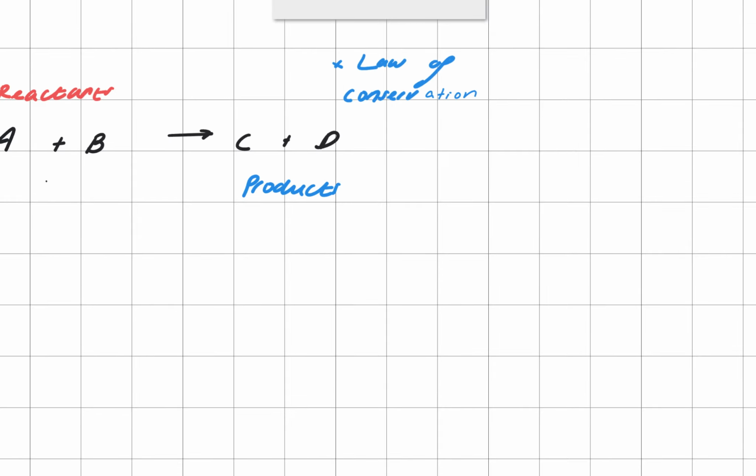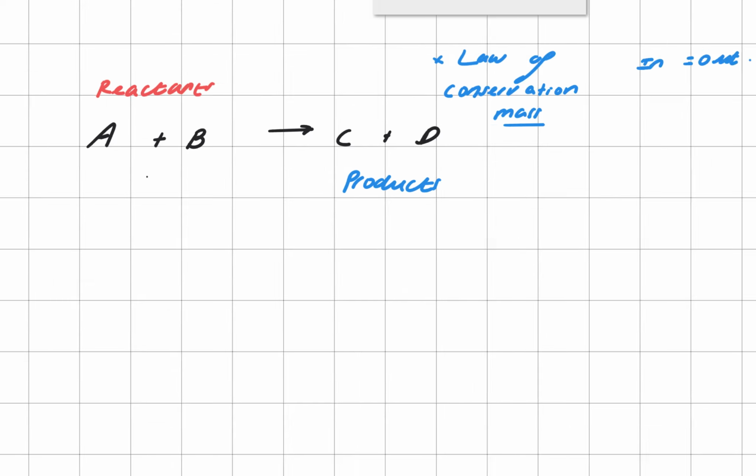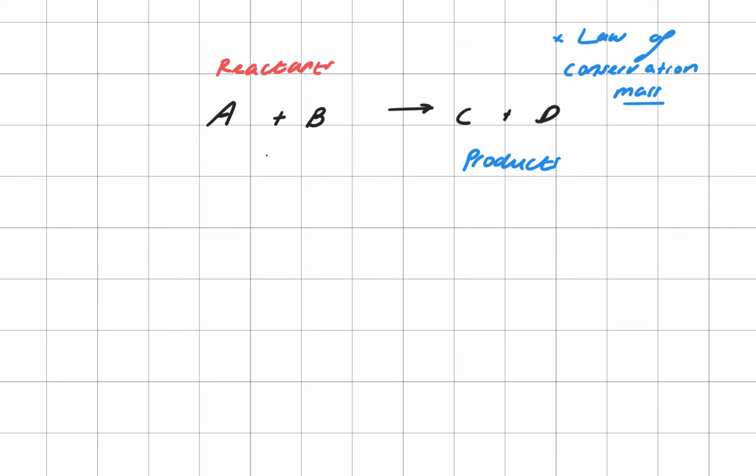So the law of conservation of mass is essentially this idea that whatever you put in needs to equal whatever you put out. And it's exactly the same when we balance equations. So essentially whatever we put in, whatever's on the left side, needs to also be reflected on the right side.